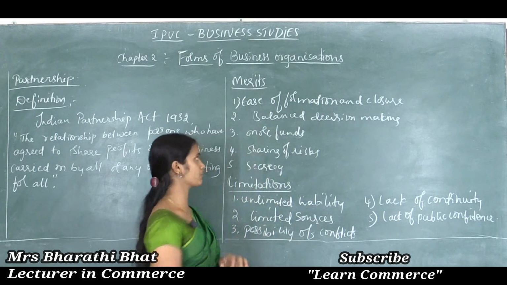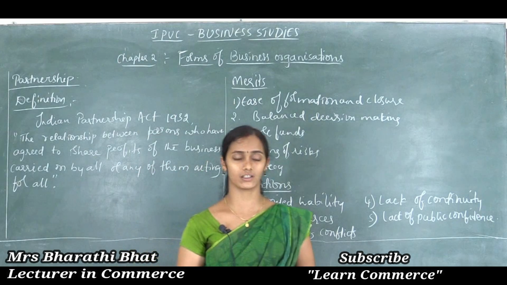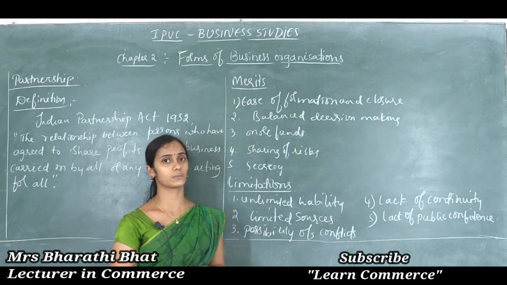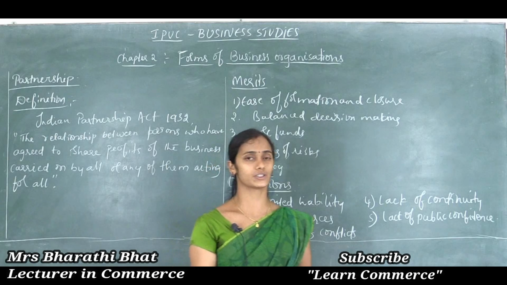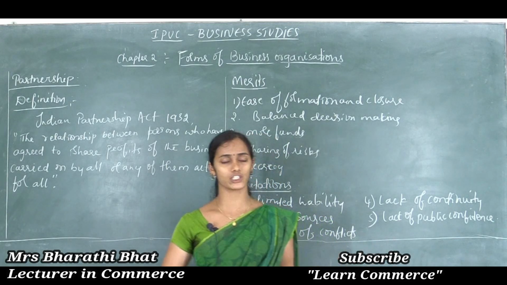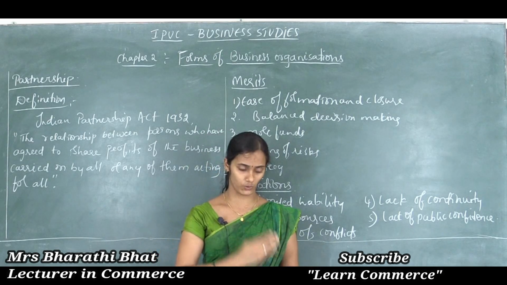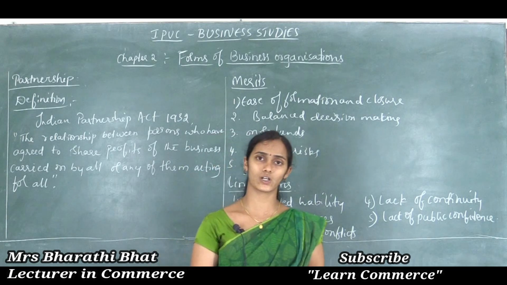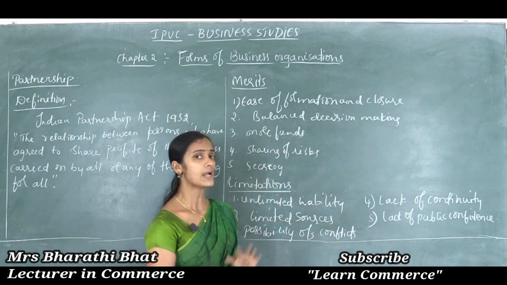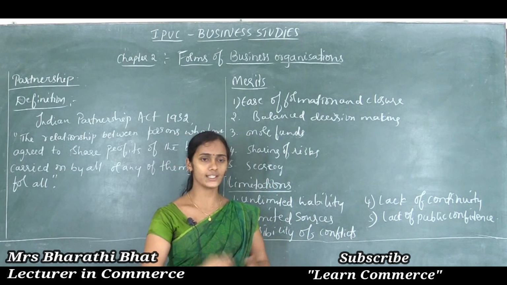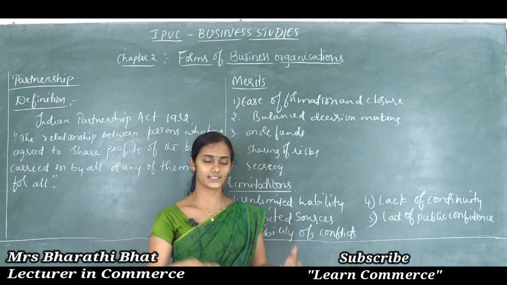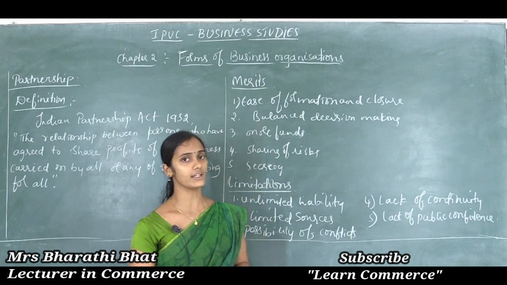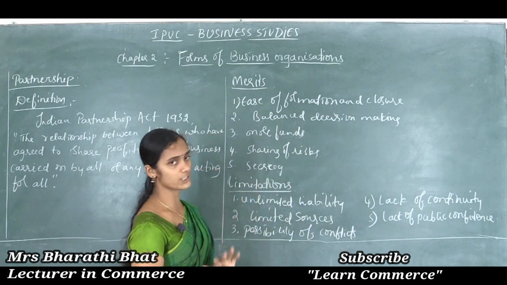So balanced decision making is possible, and then more funds. This is a good merit of the partnership form, because a number of partners can invest to start an organization. But in sole proprietorship or HUF family business, lack of funds or limited capital is the main drawback. That's why that type of business usually remains small, right? But here a firm can grow because a number of partners can invest. Necessary capital can be easily collected, so more funds can be available in the partnership form of organization.